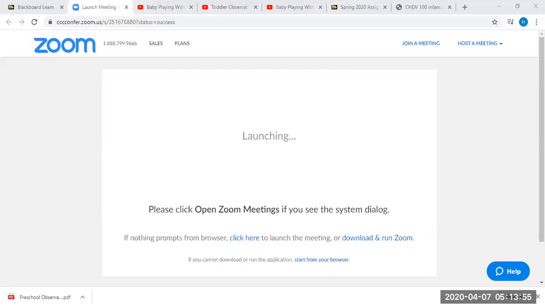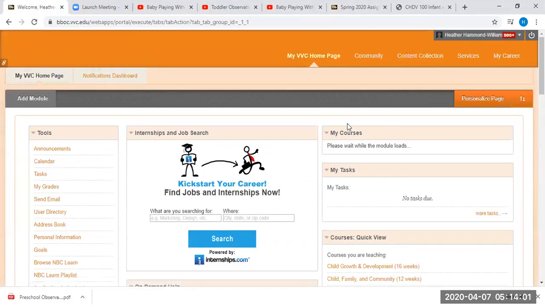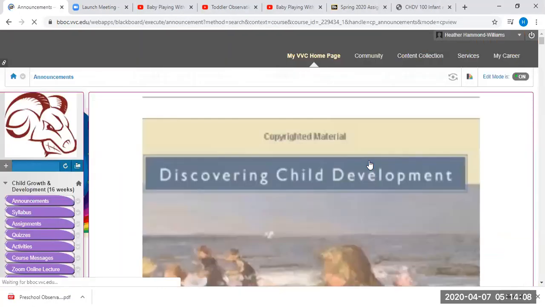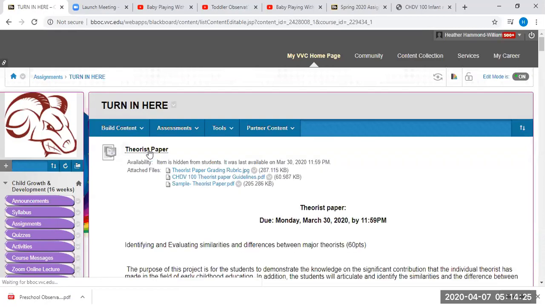learning module. So if we went into our class, we have to go to the home page. So you'd click into our class. You would go over to the button called Assignments and you would select. Now, where you're turning in all your online assignments is in Turn In Here. So I'm going to click on here and you'll be able to see.